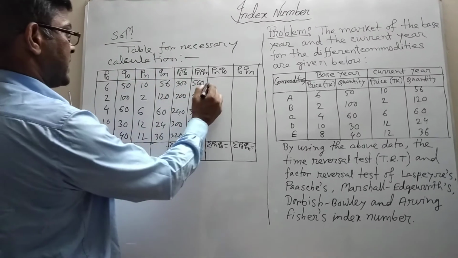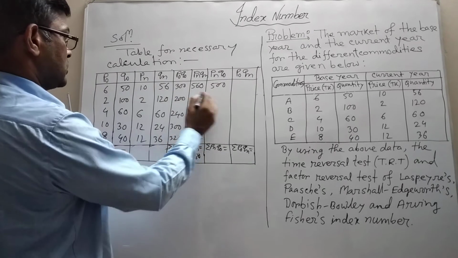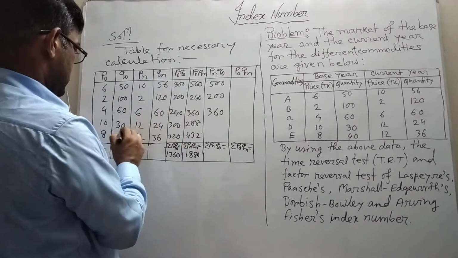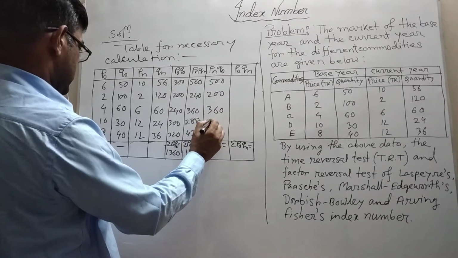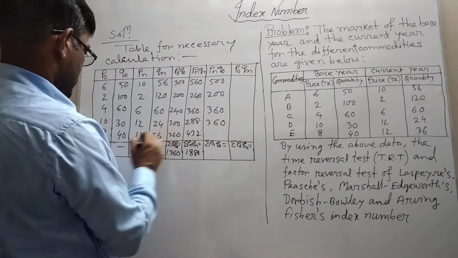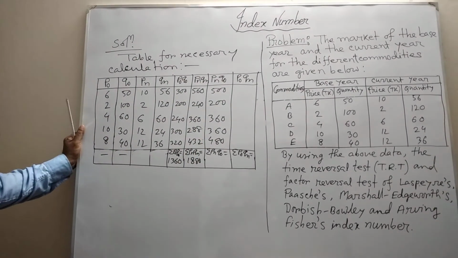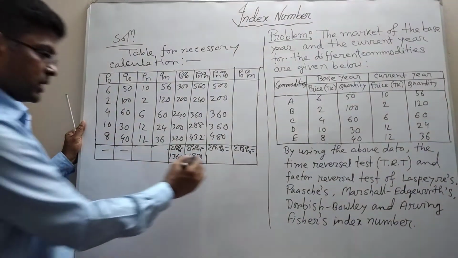PNQO, that means 500, 200, 360, and 480. Then the sum total of PNQO is 1900.